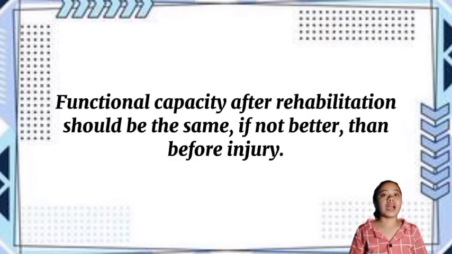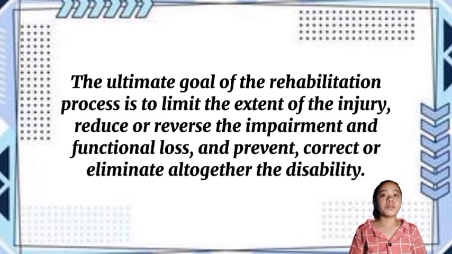Functional capacity after rehabilitation should be the same, if not better, than before injury. The ultimate goal of the rehabilitation process is to limit the extent of injury, reduce or reverse the impairment and functional loss, and prevent, correct, or eliminate altogether the disability.